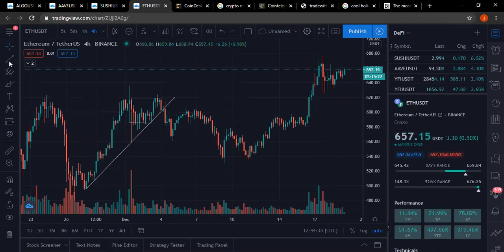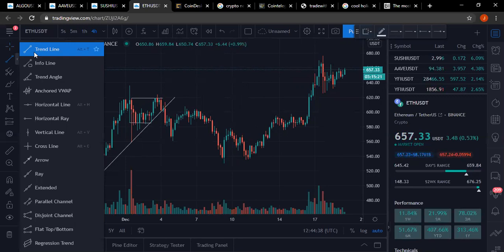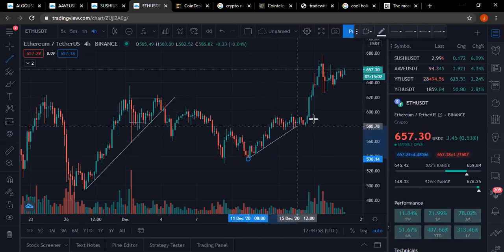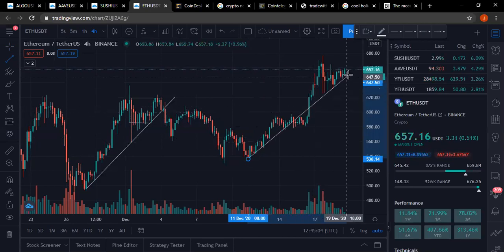You take up a drawing tool. You click here, and you have a series of tools. You go to your trend line. It is specifically for trend lines, and you try to define. You go to the least point. You choose a point in the lows and try to connect it, with as many touches as possible. The aim of doing this is for you to have as many touches as possible and not just doing it.